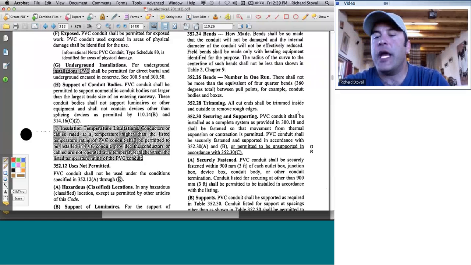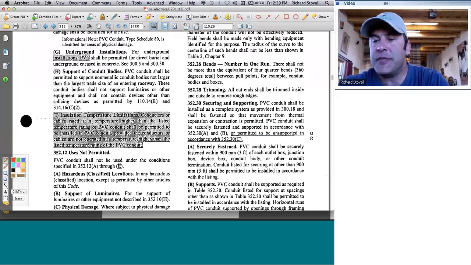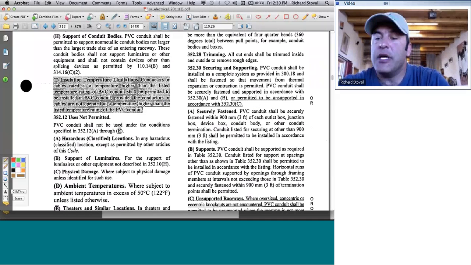Okay. Securing and supporting shall be installed in complete system as provided by 300.18, shall be fastened so that movement from thermal expansion or contraction is permitted. PVC conduit shall be securely fastened and supported in accordance with 352.30A and B. Okay, so here's 30A. PVC conduit shall be securely fastened within 3 feet of each outlet box. All right, that's something you may need to know specifically about PVC conduit.